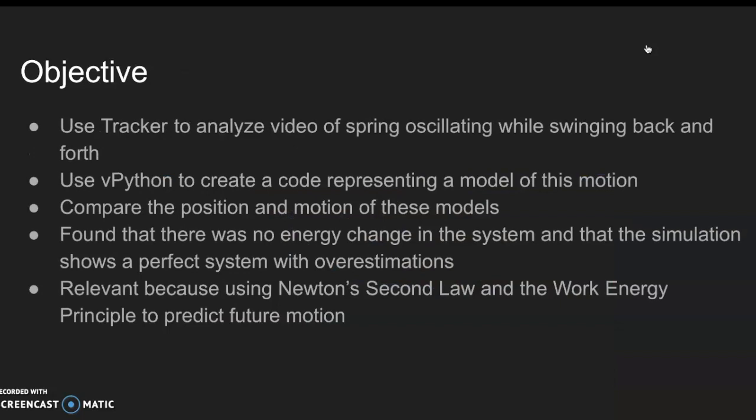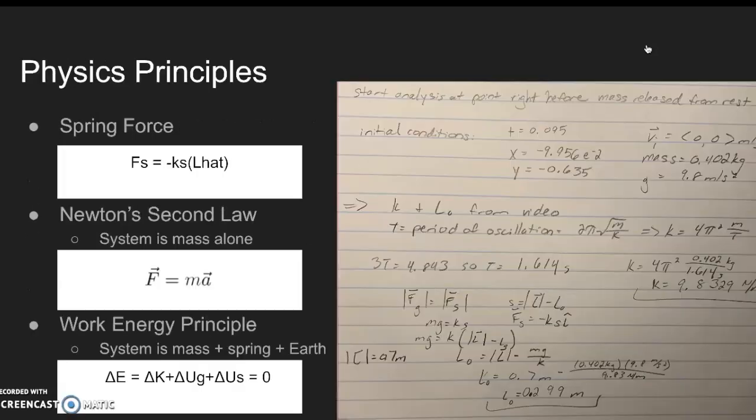The objective of this lab was to use Tracker to analyze a video of a spring oscillating while swinging back and forth, and then use Python to create a code to represent a model of the motion. The data from Tracker is imported into the Python code to analyze the motion of the spring. I found that there was no energy change in the system and that the simulation shows a perfect system with a few overestimations of motion. This lab is relevant because it uses Newton's second law and the work energy principle to predict future motion.